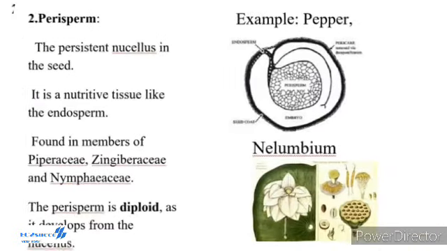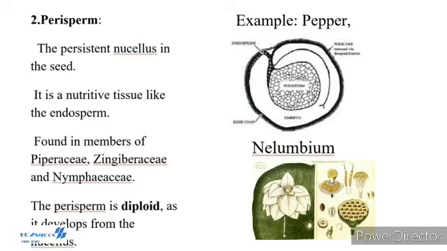Another one, perisperm. The persistent nucellus in the seed is known as perisperm. Perisperm is found in the members of Piperaceae, Zingiberaceae and Nymphaeaceae. The nucellus of the ovule is usually used up by the developing embryo and endosperm. But in the ovules of some plants, a portion of the nucellus is left behind in the seed. This persistent nucellus is called perisperm. Example: pepper, black pepper, Nelumbium, etc.